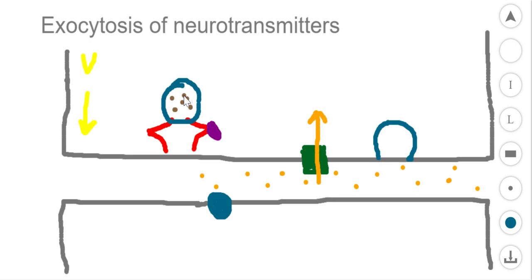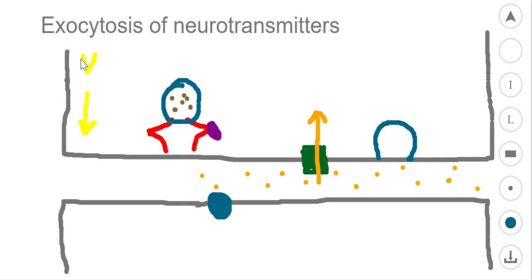It'll spit out all of these neurotransmitters into the synapse. And from there, they can be picked up by a receptor. And if the signal is strong enough, it will make it to the next axon and the next terminal.